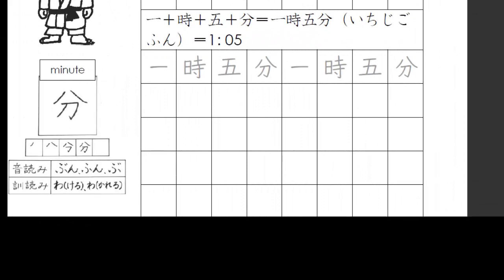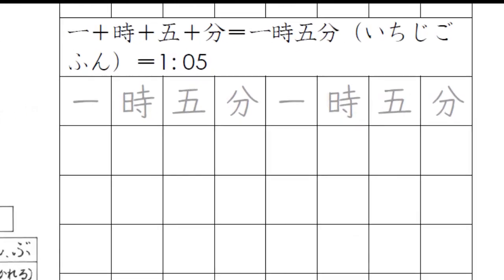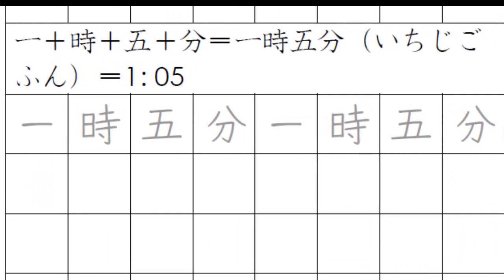Now here we can see how minute would be used in the example of 1 o'clock and 5 minutes. In other words, 1:05. In Japanese, you use your 1, you add your o'clock, then you add 5 and minutes. You don't need past. That's it. 1:05, or we can also say 1:05.